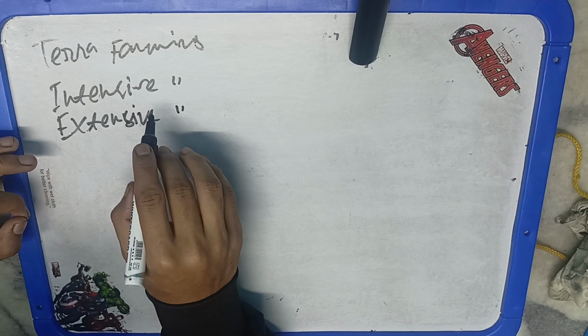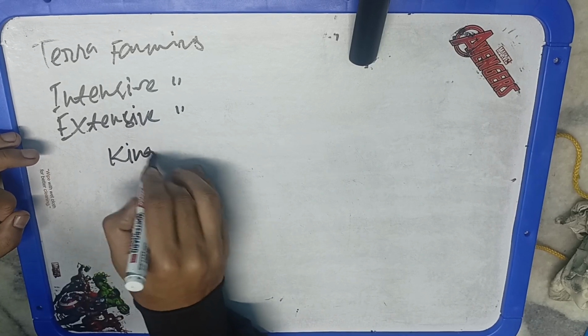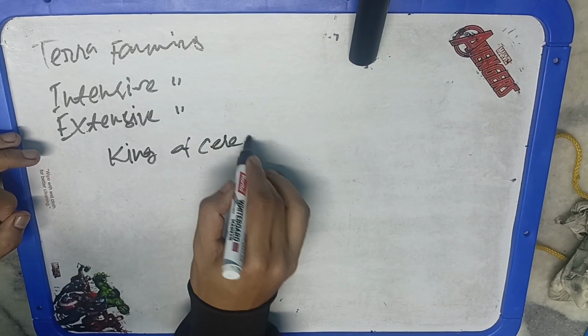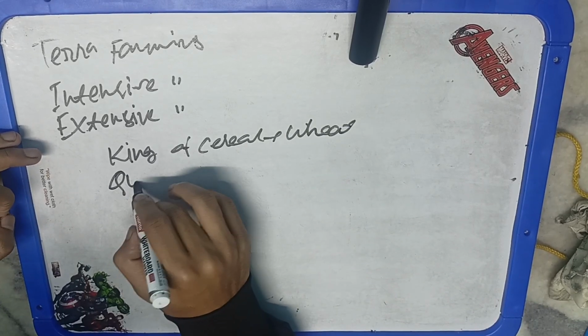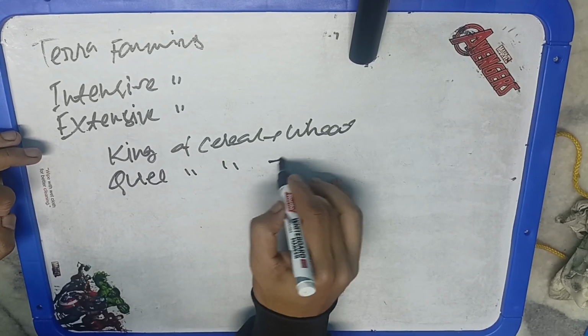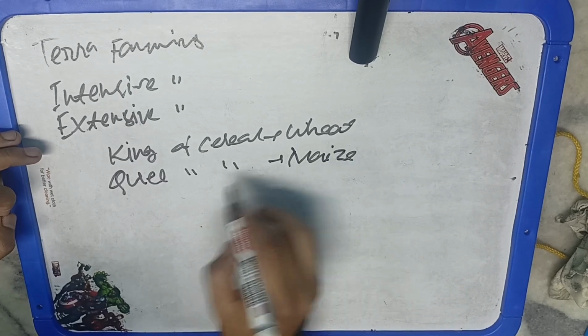Then there are some epithets in agriculture. Who is the king of cereal? Wheat. Queen of cereal? Maize. King of coarse cereal? Sorghum, also known as the camel crop. King of pulses? Chickpea. Queen of pulses? Pea. King of oilseeds? Groundnut. Queen of oilseeds? Sesame.